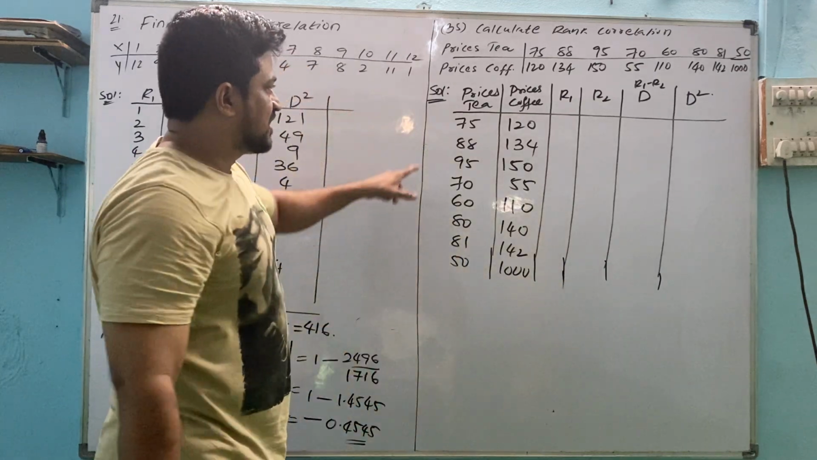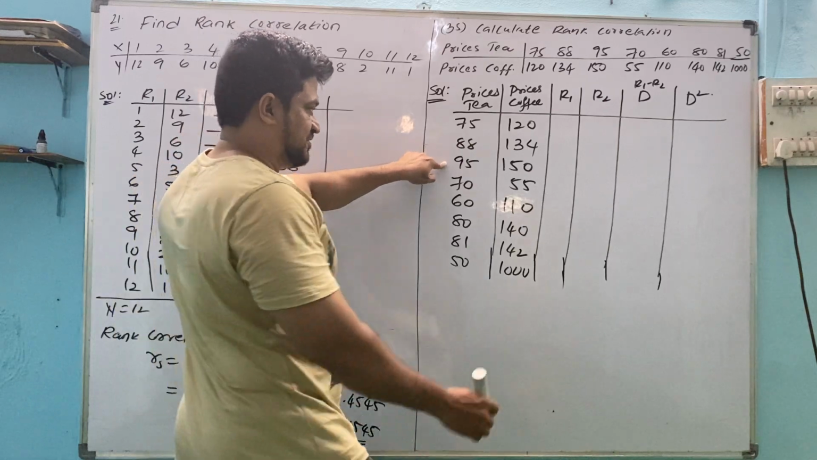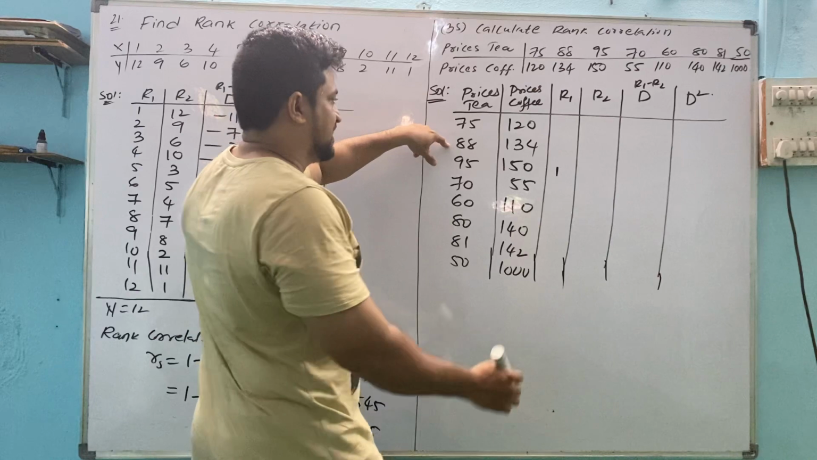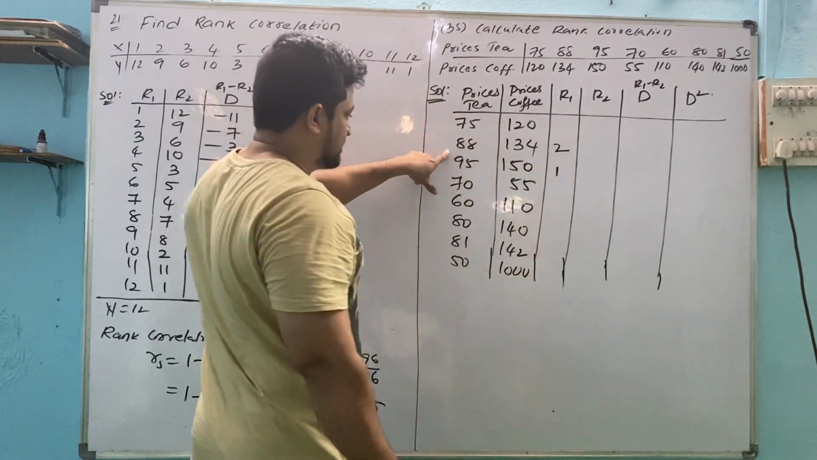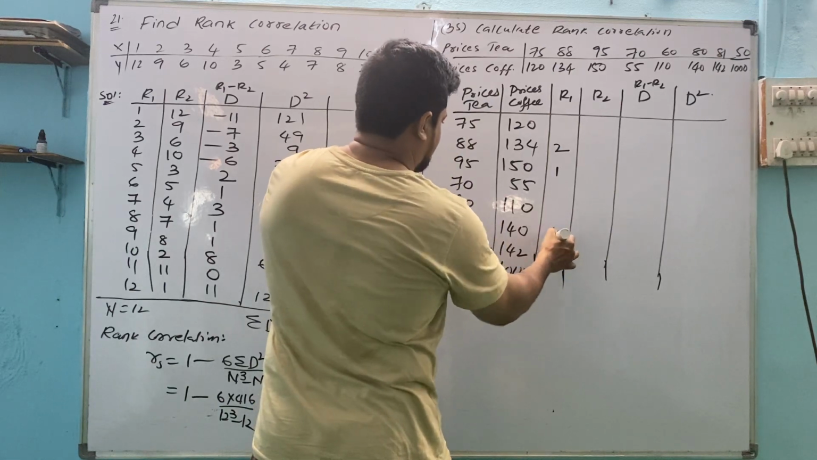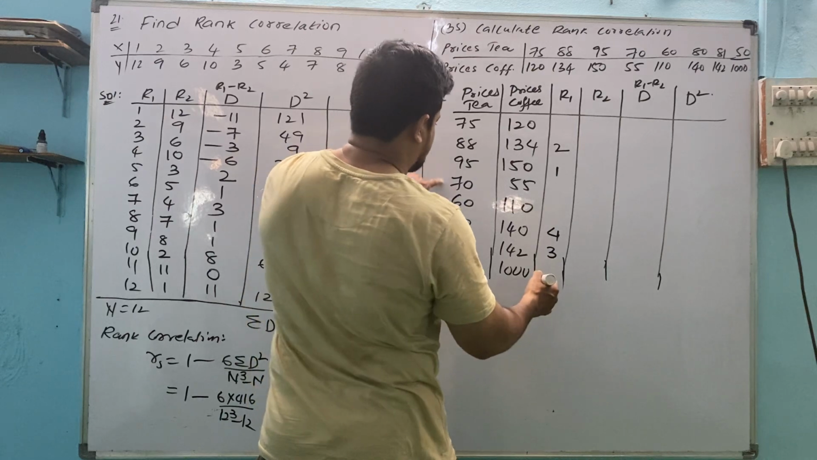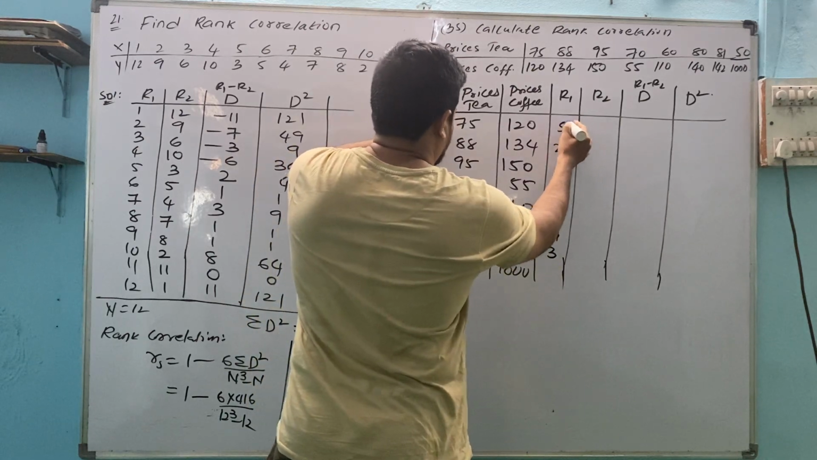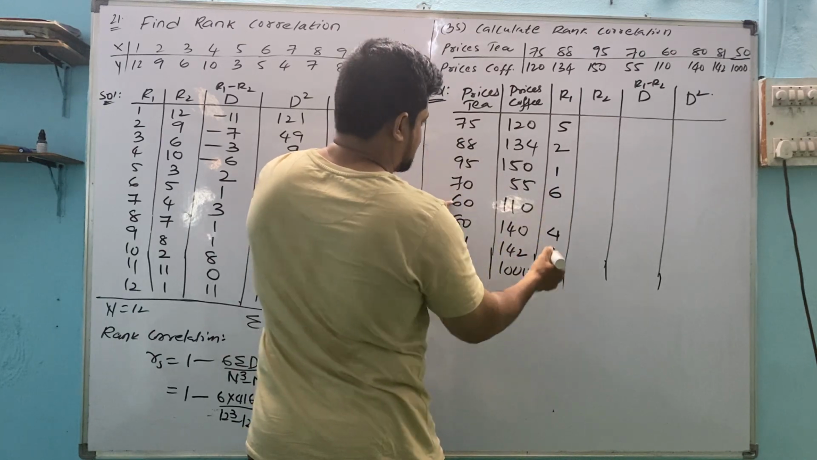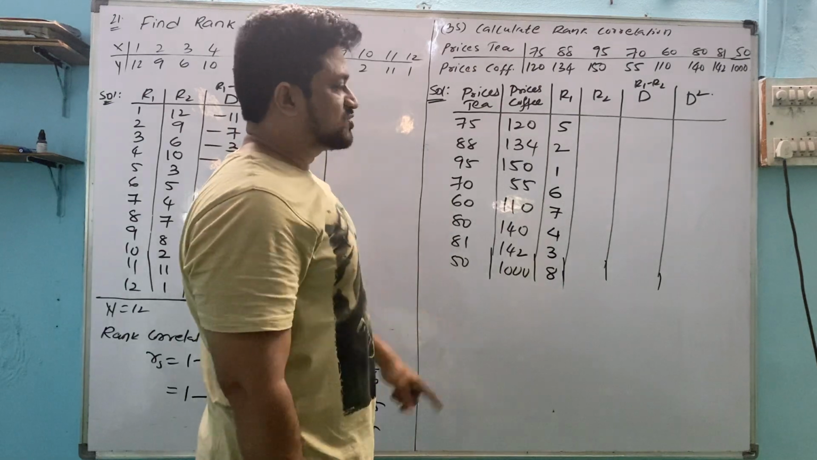Now give the ranks. Rank 1. In this one, what is the highest value? 95. This is first rank. Lesser than this, 88, second rank. Then 81, third rank. 80, fourth rank. Less than 80, 75, fifth rank. Then sixth rank, seventh rank and eighth rank. So n is 8.